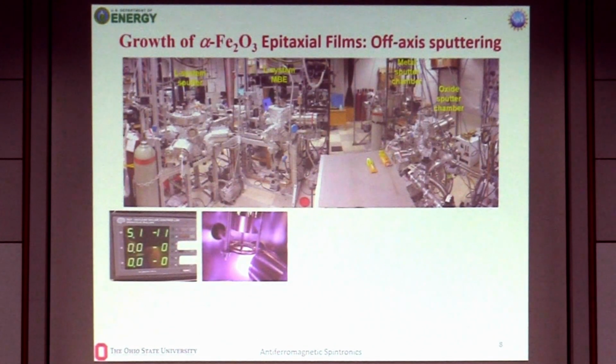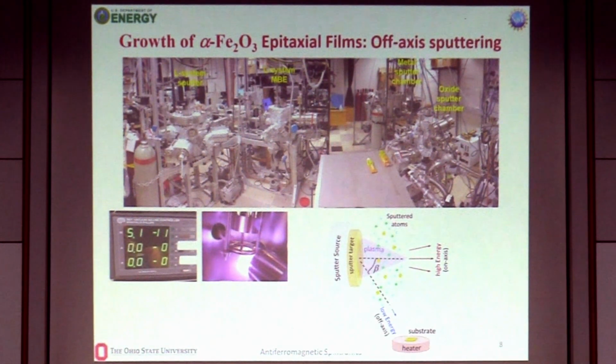So we use a technique called off-axis sputtering to grow all kinds of oxides. In this case it is the hematite. So we have several sputtering chambers, and a small chamber for MBE growth. In one chamber we have really good vacuum, and the other two are in the 10 to the negative 9 scale as well. So I'm going to give a quick overview of why we use off-axis sputtering.